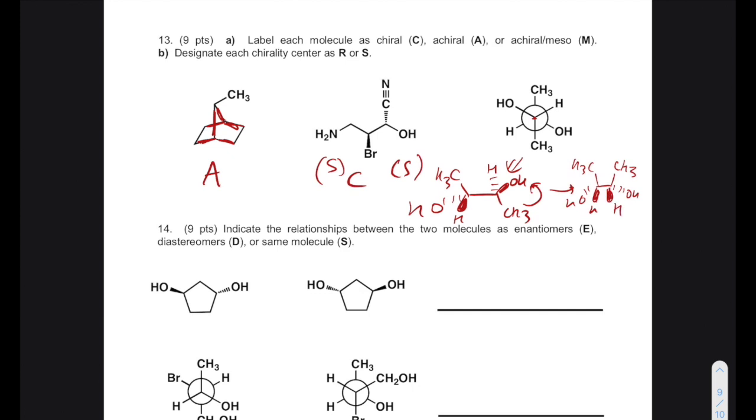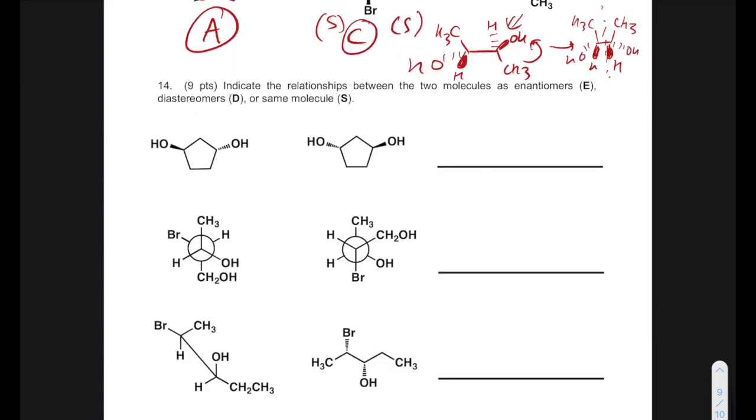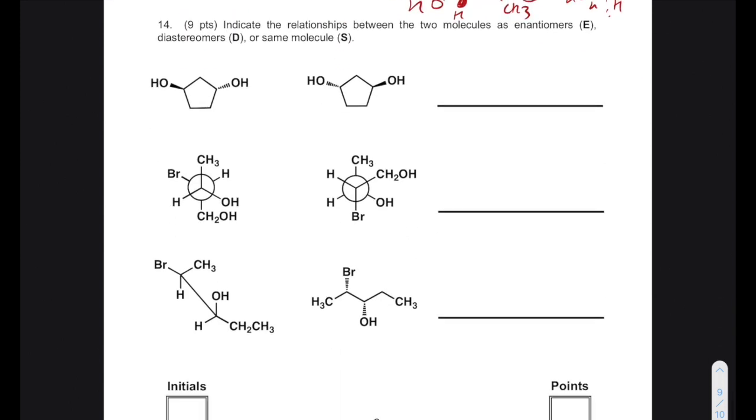And sure enough, what we get out is a structure that has a plane of symmetry. So this is meso. Okay, question 14 asks for the relationship between these 2 molecules. The structure on the left and the right are clearly mirror images, so this makes them enantiomers.